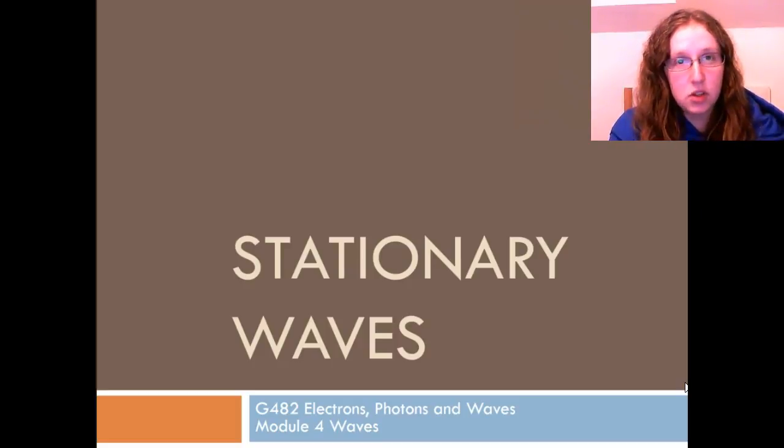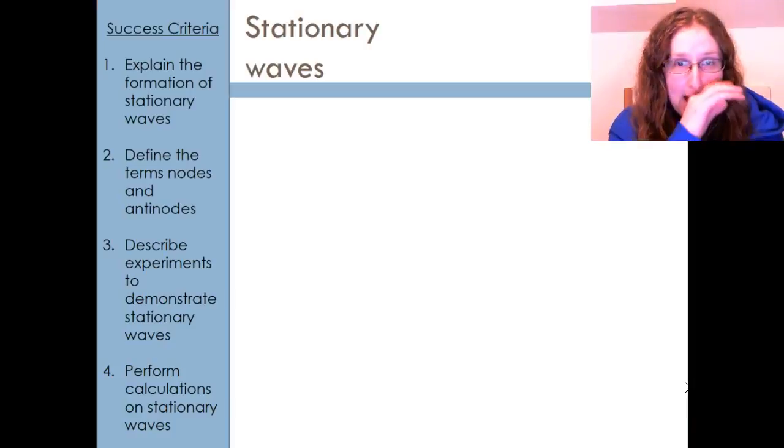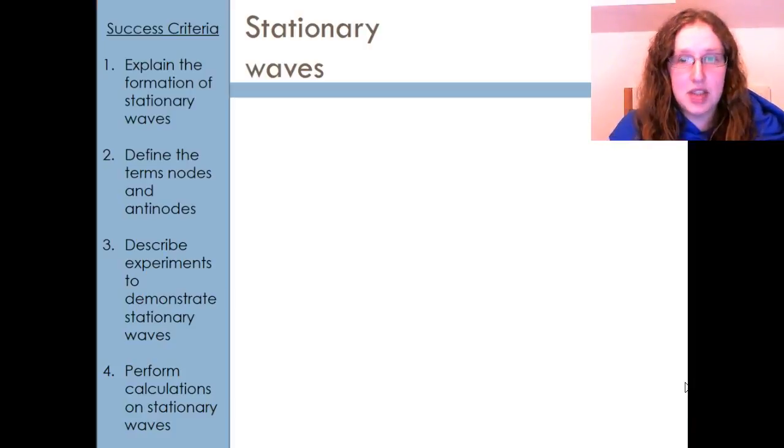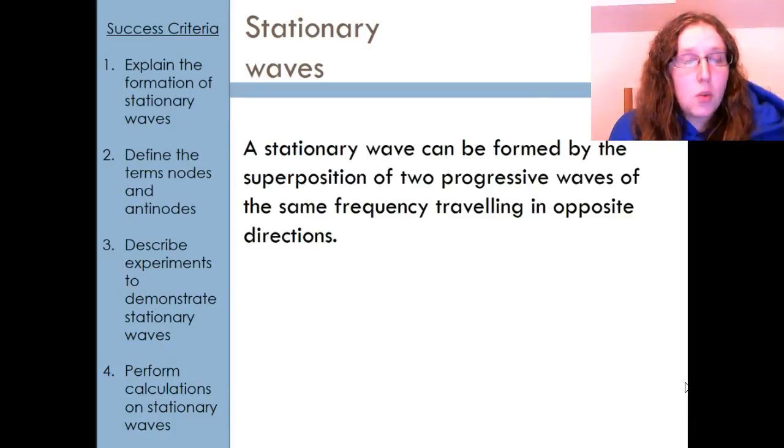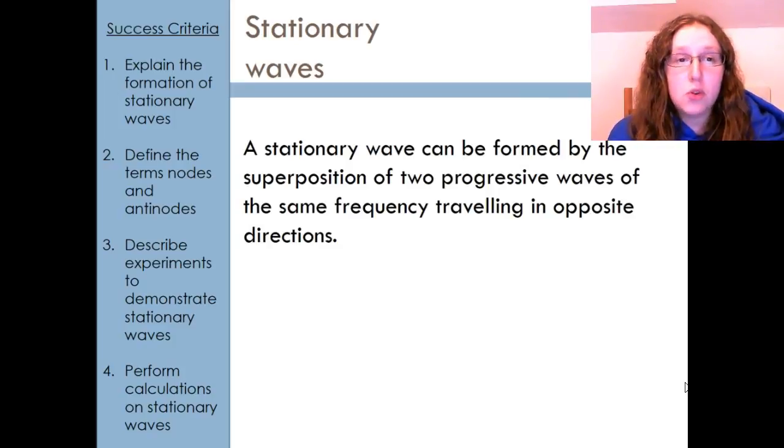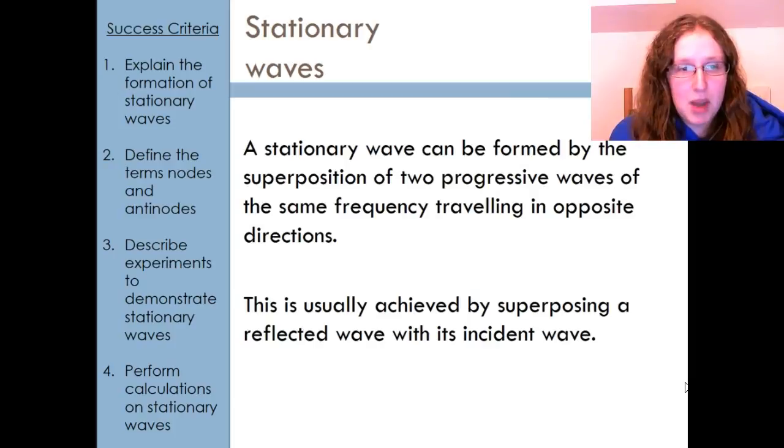So we're just going to focus on stationary waves because most of the waves we've been talking about thus far have been progressive. In fact, they all have been. And now we're going to look at this special case of stationary waves. The way a stationary wave is most often formed is by the superposition of two progressive waves of the same frequency travelling in opposite directions, and this is most often achieved by superposing a reflected wave with its incident wave.